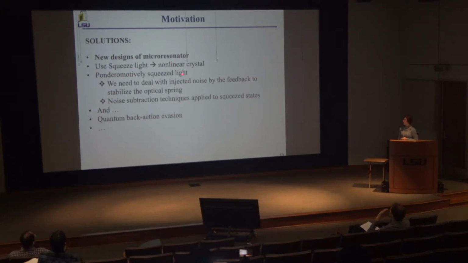If you want to use quantum-motivated squeezed light, you have to deal with the very noisy feedback we need to make this squeezed light. I work on this project too, but I'm not going to present it here. If you like, I can present it in the next call. There is also another solution, quantum back action evasion, which means that instead of using the reflected light, we use the transmitted light. I'm not going to talk about this either, but I just mention that there is more than one solution.